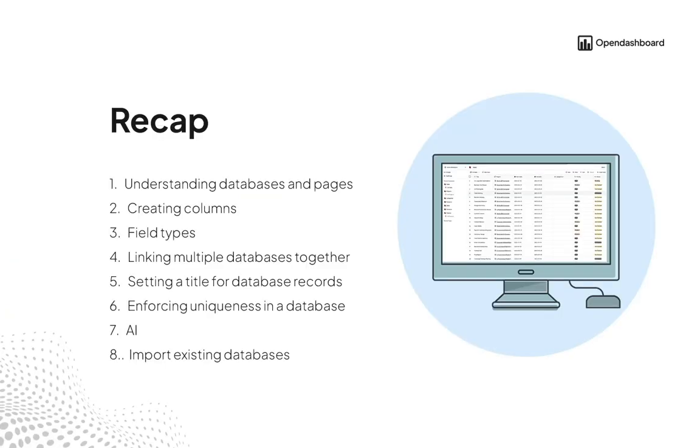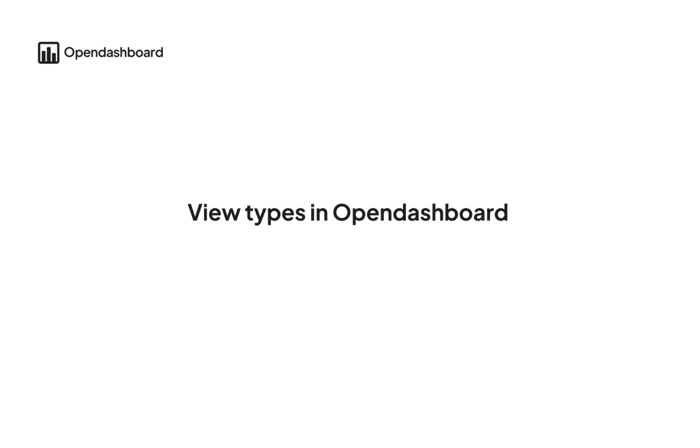Woo, that was a lot. Before we end, let's recap what we have done so far. We went over understanding databases and pages, creating columns, field types, linking multiple databases together, making records unique, AI, and importing existing databases. In the next video, we'll go over the view types in Opendashboard.